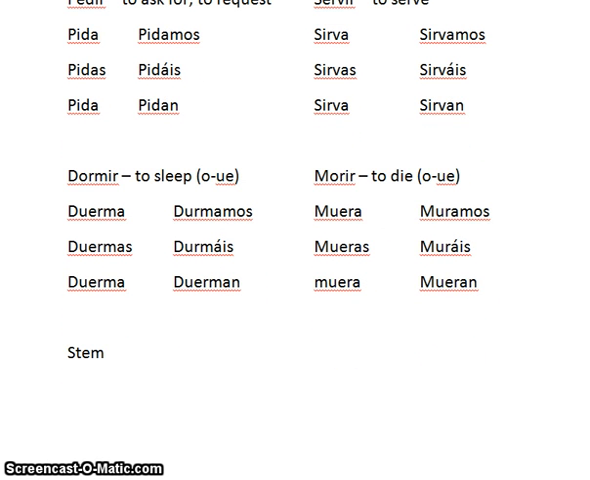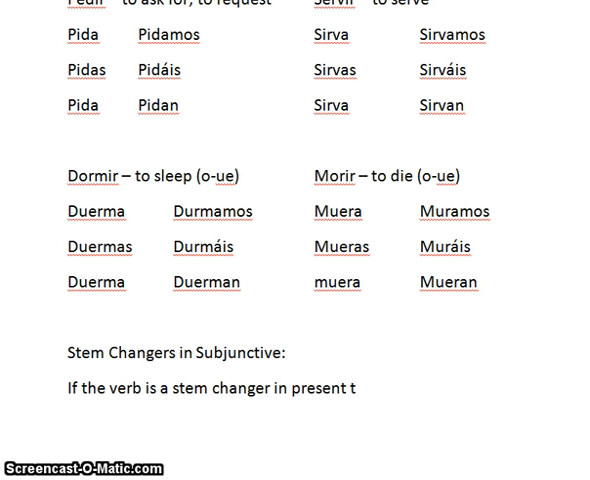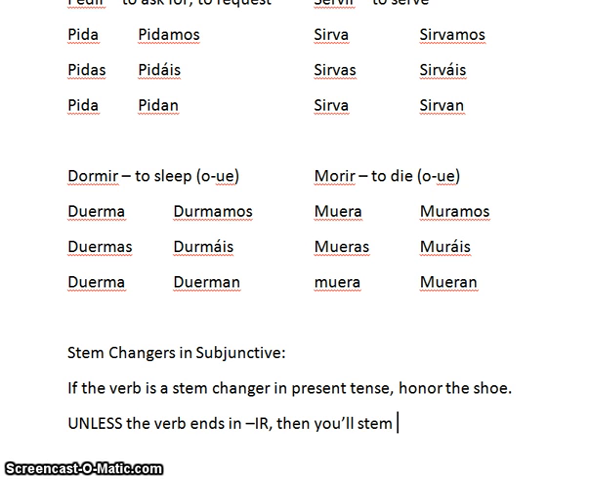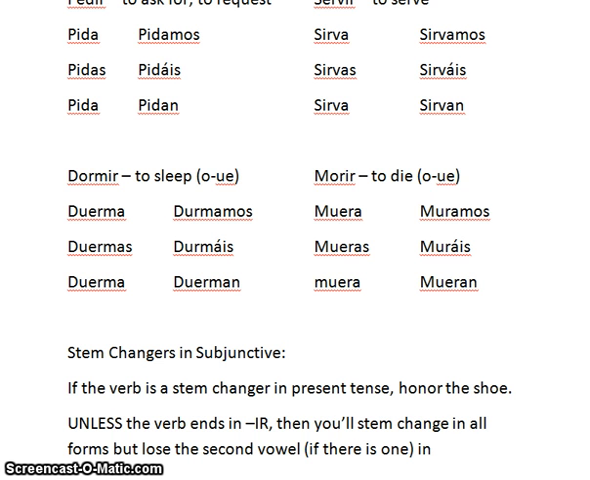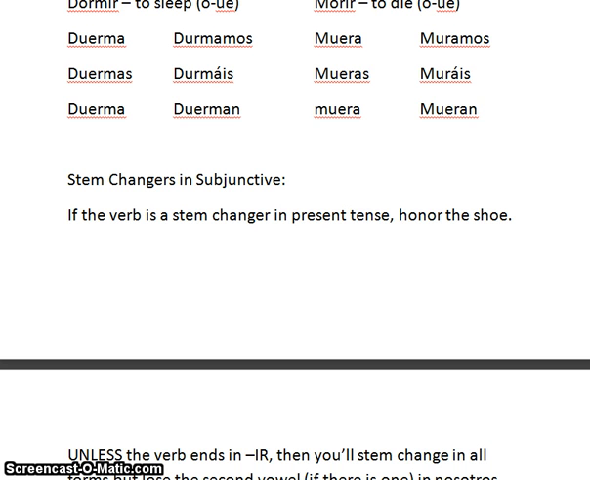Okay, so stem changers in subjunctive. If the verb is a stem changer in present tense, honor the shoe. Unless the verb ends in IR, then okay, let's see if this makes sense.